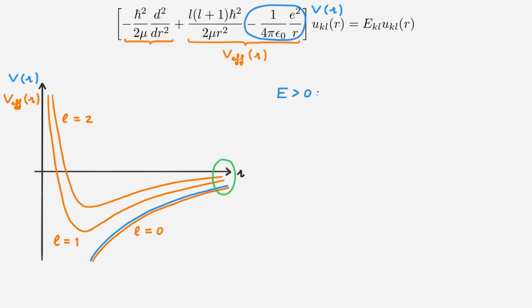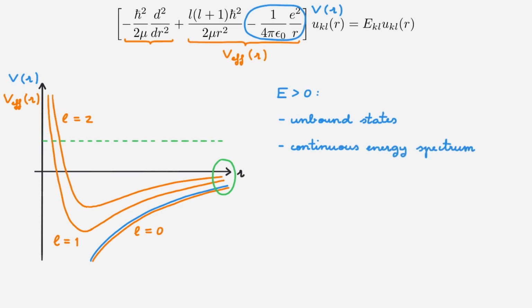For positive energies, say somewhere here, the motion of a classical particle moving in these potentials is unbounded, as for large r, the potential tends to 0. In this situation, for a quantum particle, we get what are called unbound states. The corresponding energy spectrum of a quantum particle is continuous, and the corresponding eigenfunctions are not square integrable as they do not vanish for large r.